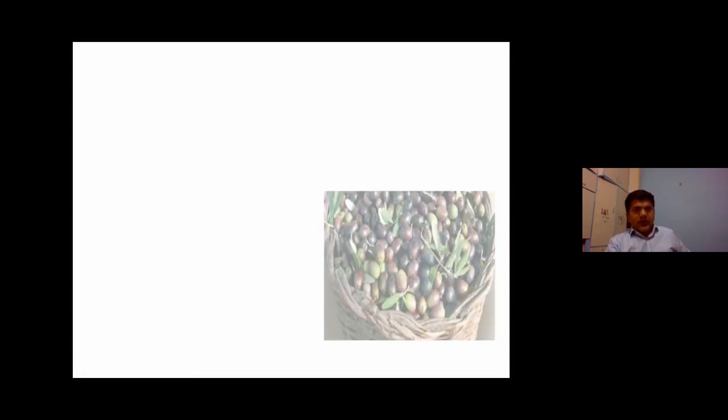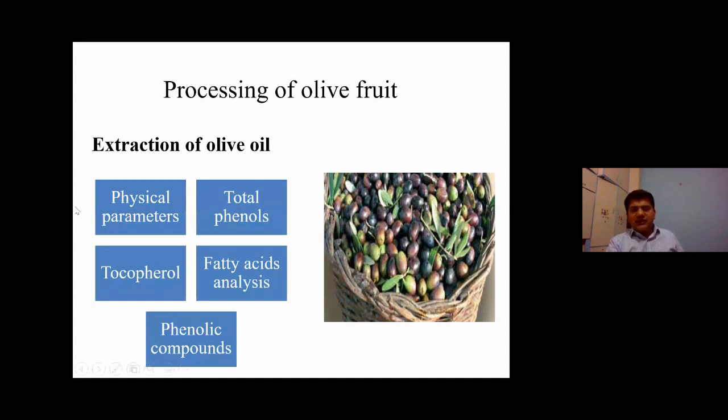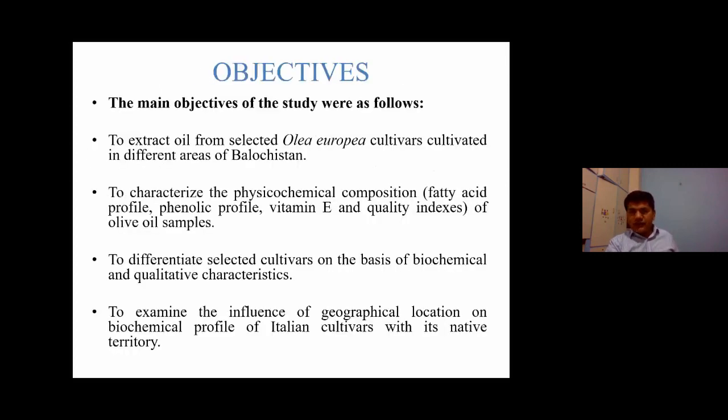In our studies, we collected the olives and carried out the analysis of the physical parameters. We did the analysis of total phenols, tocopherols, fatty acids, and the phenolic compounds. The objective of our study was to extract the oil from the selected olive cultivars grown in the province of Balochistan, and to characterize the physicochemical composition, fatty acid profile, phenolic profile, vitamin E, and quality indexes of the extracted olive oil.